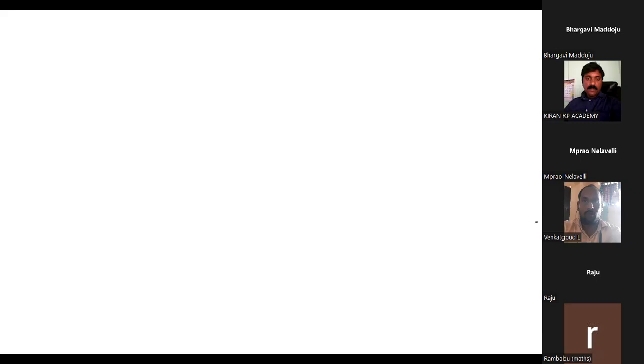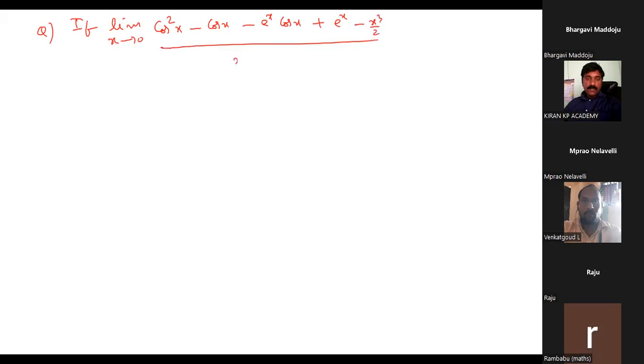Now, suppose limit x tends to 0, cos square x minus cos x minus e power x cos x plus e power x minus x cubed by 2, whole by x power n is a finite value. Finite value, bracket not equal to 0. Then the integral value of n is. Then the integral value of n. Shall we try based on this only?